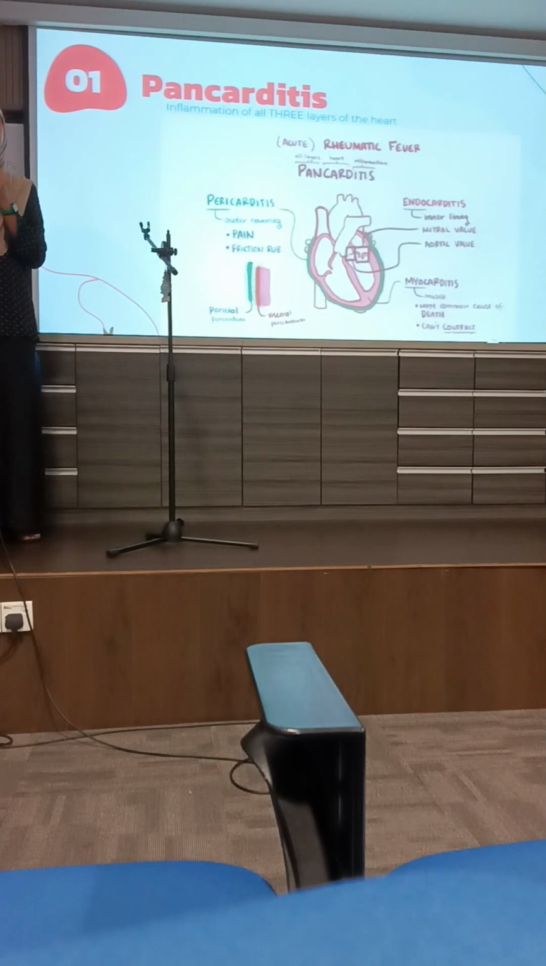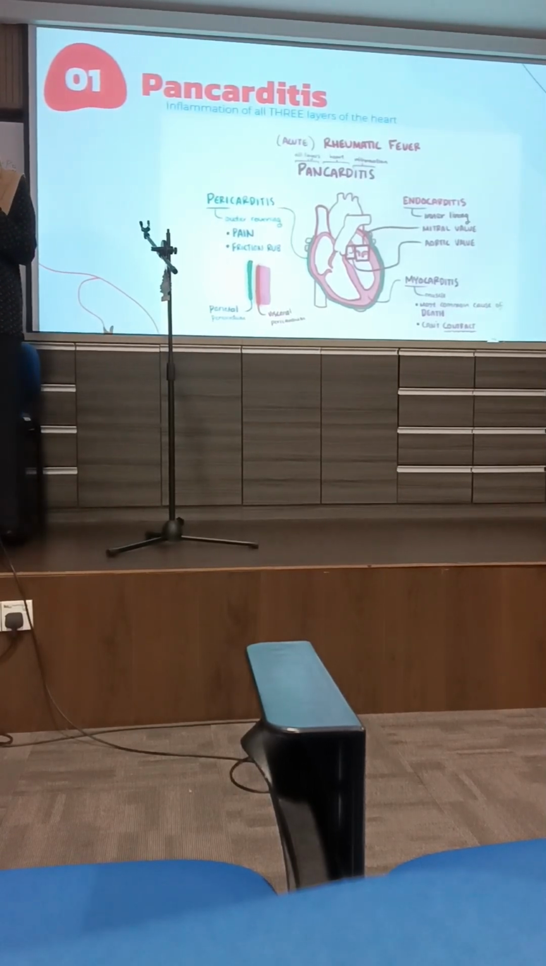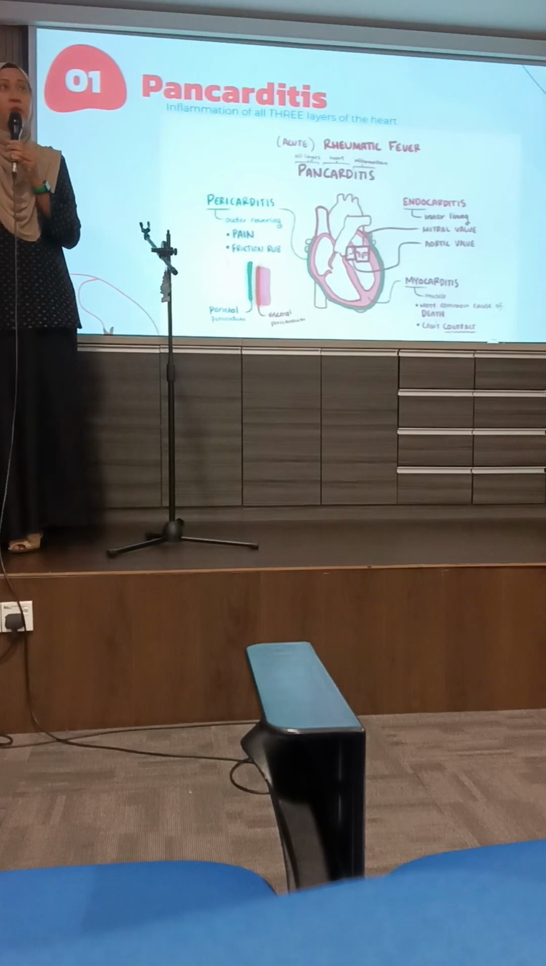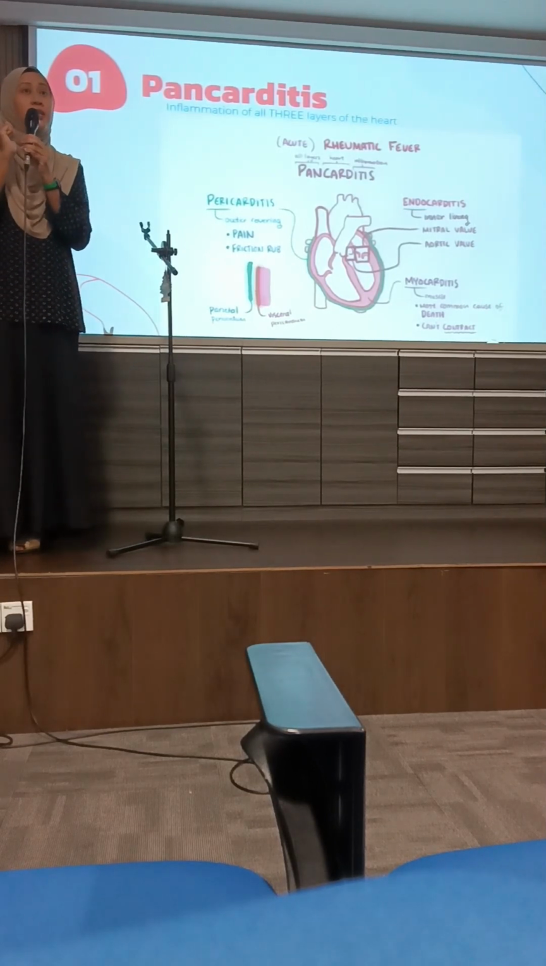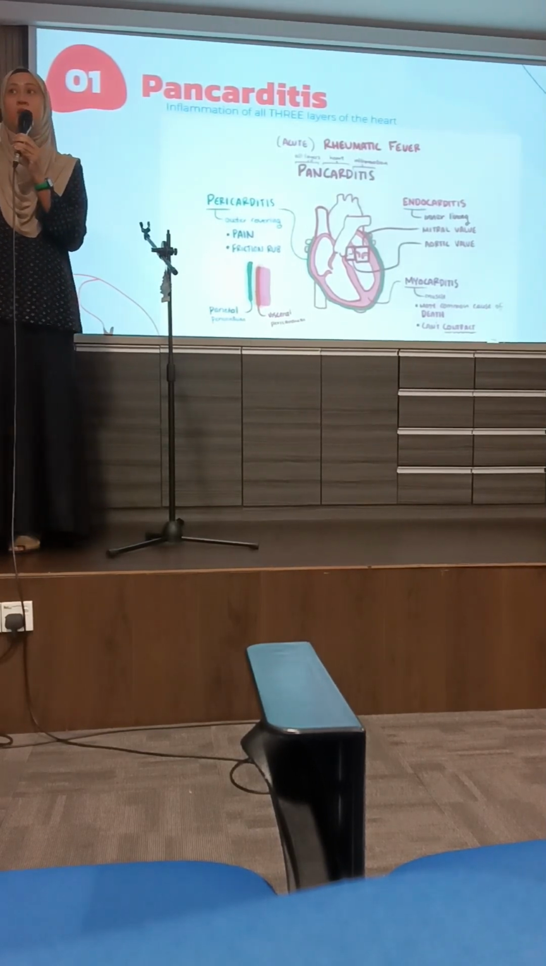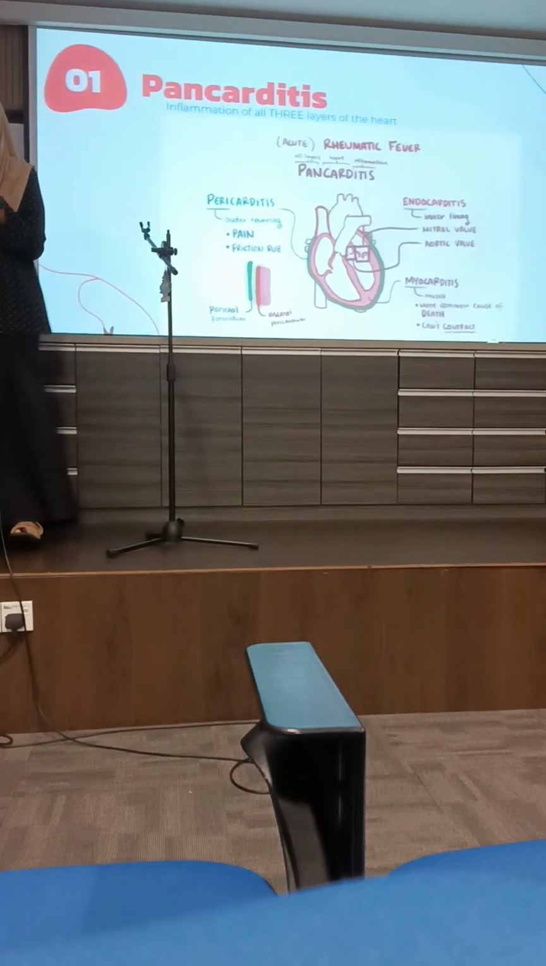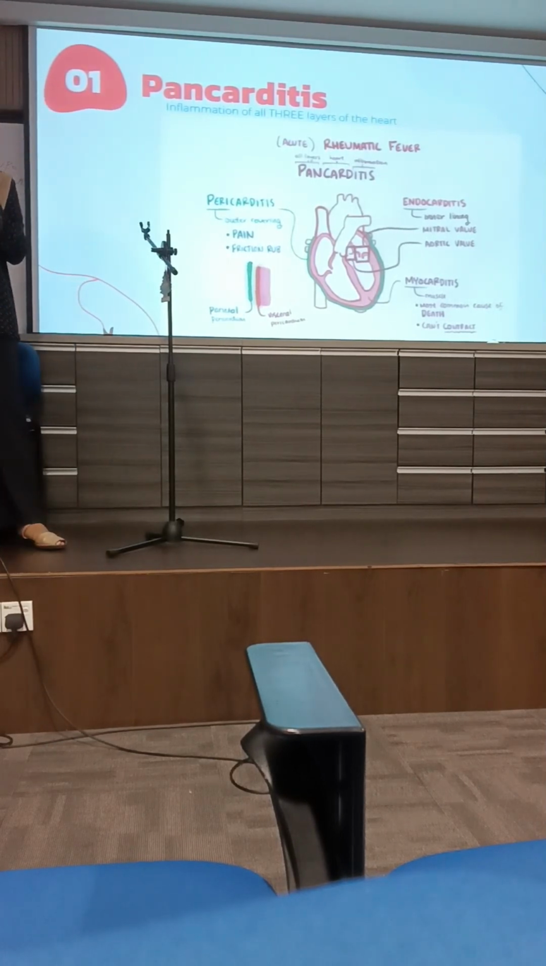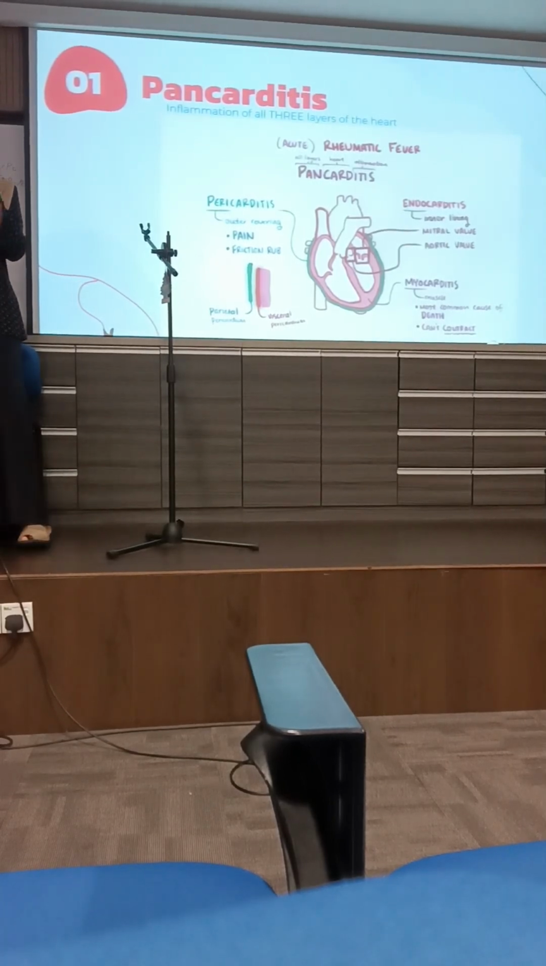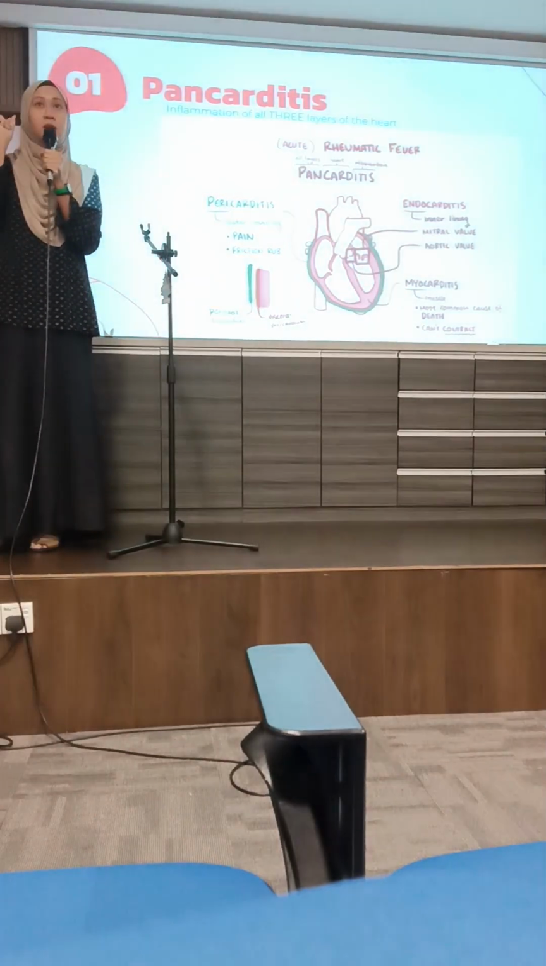Pericarditis is the outermost layer of the heart, and if the pericardium is inflamed, it causes pain, so chest pain, and when you auscultate, you can hear a friction rub. You can hear something rubbing against each other. Okay, you know what auscultate is, right? You use a stethoscope to listen to the chest. Okay, and this is because the inflamed parietal pericardium and the visceral pericardium rub against each other, so it causes a friction sound. Okay.